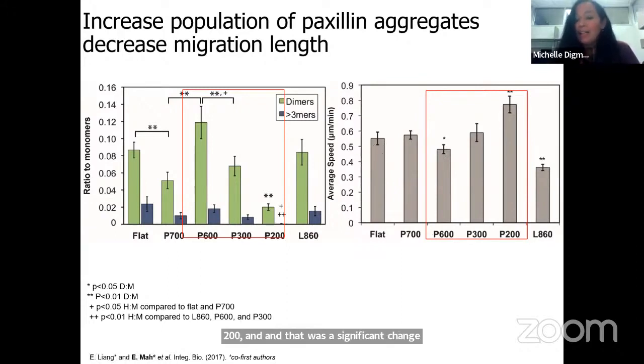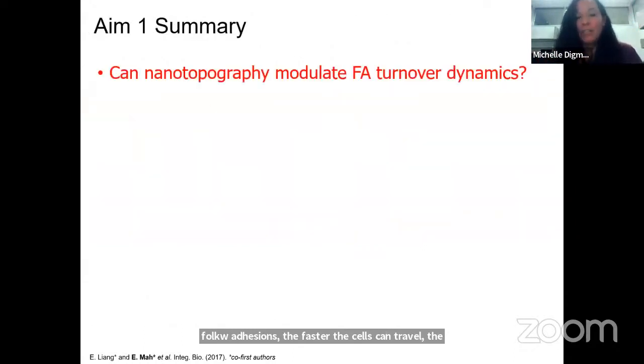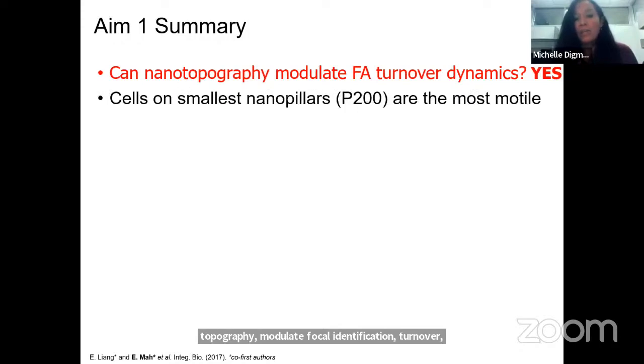And so that was telling us that the smaller the focal adhesions, the faster the cells can travel, the more dynamic those focal adhesions are on that nanopattern surface. So the question that we were trying to raise with this whole study was, can nanotopography modulate focal adhesion turnover dynamics? And the answer was yes, and we're able to use number and brightness to answer this question.